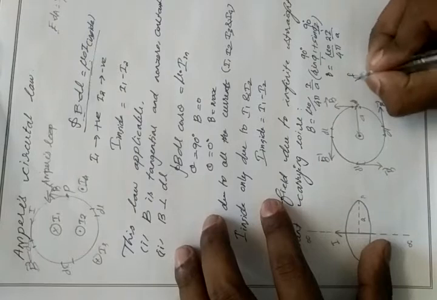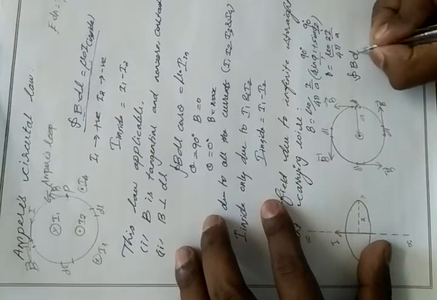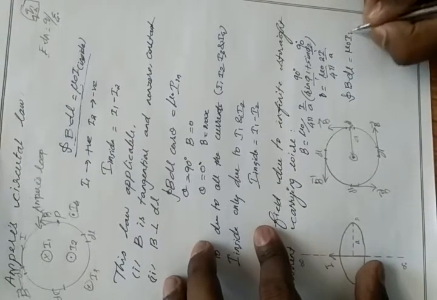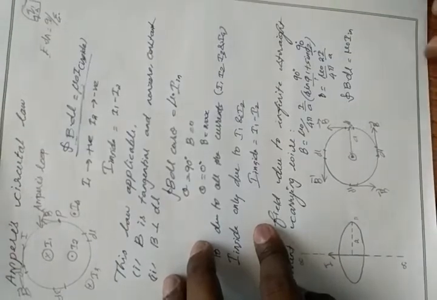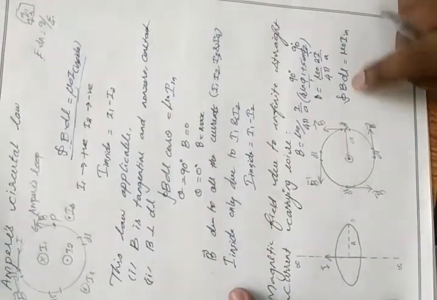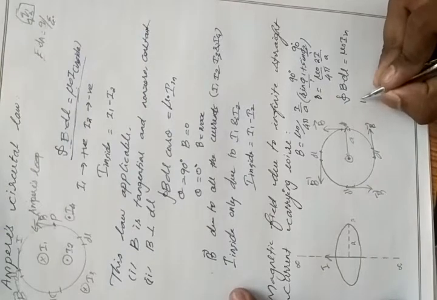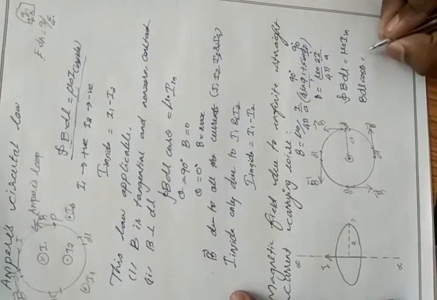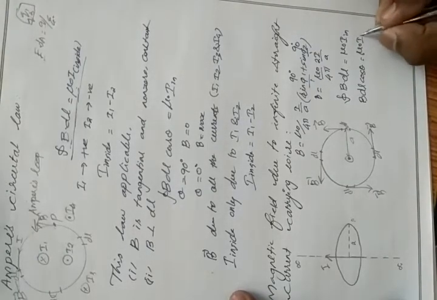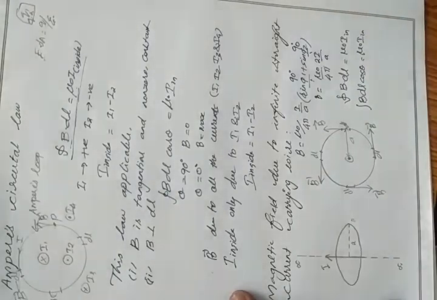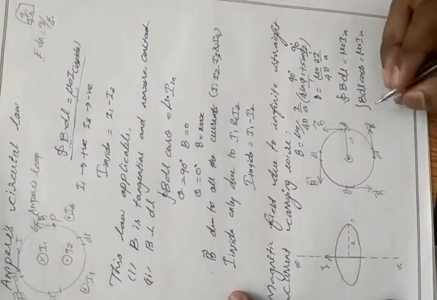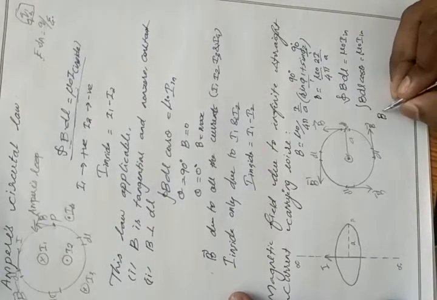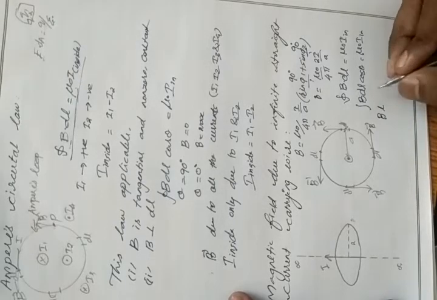So now write the formula for Ampere circuital law. What is the formula? B dot dl equal to mu naught I inside. So this is the Ampere circuital formula. In order to remove the dot product, we add cos theta: B dl cos theta equal to mu naught I inside. Take B outside, the magnetic field is constant. What is the integration of dl? Integration of dl will be L.